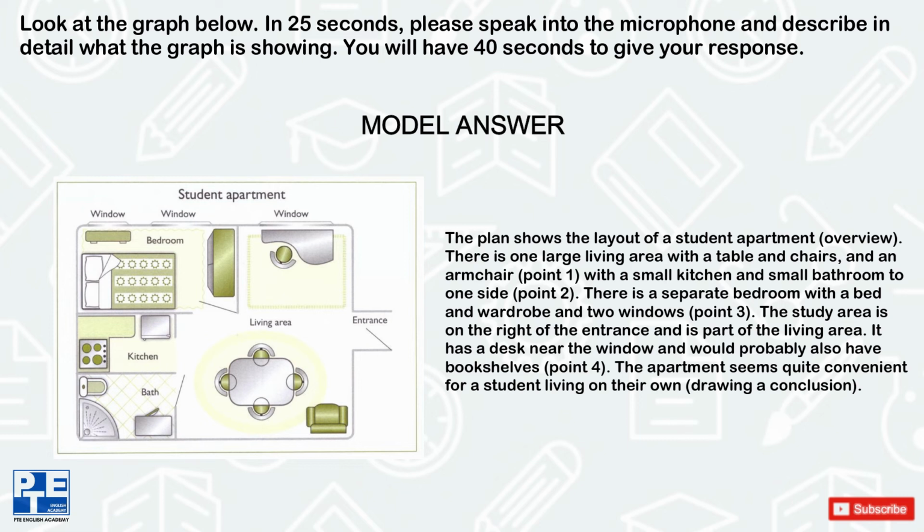The study area is on the right of the entrance and is part of the living area. It has a desk near the window and would probably also have bookshelves, point 4. The apartment seems quite convenient for a student living on their own, drawing a conclusion.